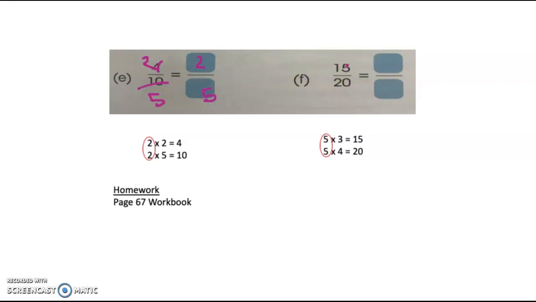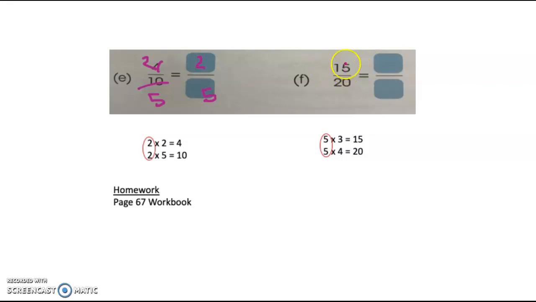Let's check. Of course we know that 15 times 2 is 30. So let's start from 2. Can we get 15 and 20 in the 2 times table? No. 20 we will get in the 2 times table, that is 2 times 10, but 15 we cannot get, so we cannot cut by 2. Right, now this is 3.